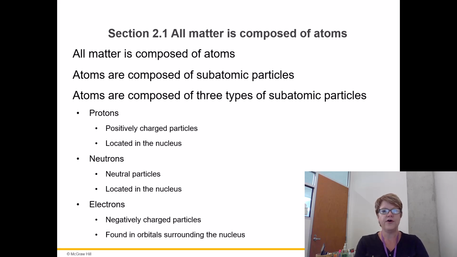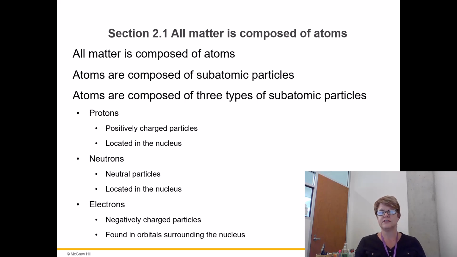You have to know that protons are positively charged particles. Neutrons are neutral or uncharged particles, and electrons are negatively charged. So one proton has what we call a 1 plus or plus 1 charge. An electron has a minus 1 charge, and a neutron has no charge. In addition, the location in an atom, in a typical atom, the protons are located in the nucleus.